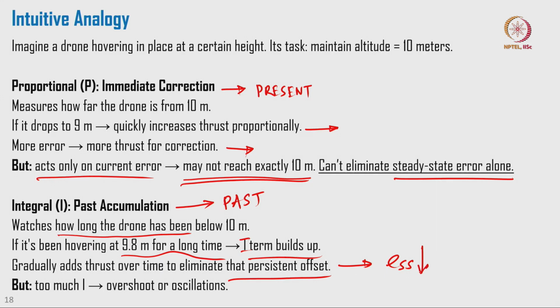But too much I will give overshoot or oscillations. What does it mean? It needs to be stable at some particular height, 10 meters, but with an improperly tuned I, it might oscillate in this particular location. So, it will not be stable or maintain this altitude, but keep on oscillating like this.